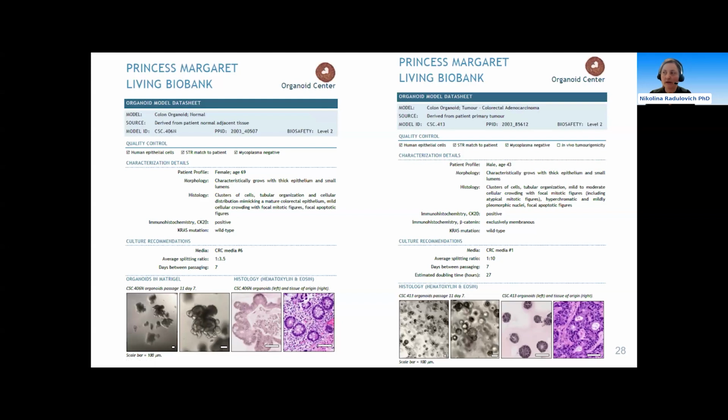Each model, if you're working with us, and I'll tell you a little bit about the services that we have, comes with its own little characterization sheet: where the model comes from, and what the patient's original basic demographics were. We also tell you what the histology looks like, what the passaging ratio is, the days between passaging, and what type of media. If you get our models, we also provide detailed SOPs, which include propagation, media recipes, freezing, and we also have training for this if anybody is interested.